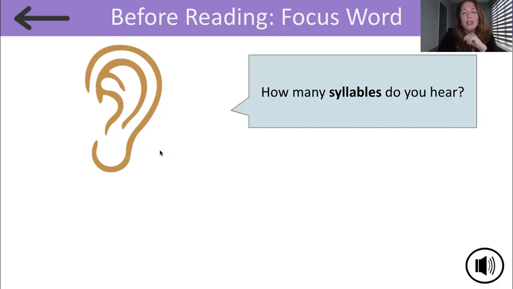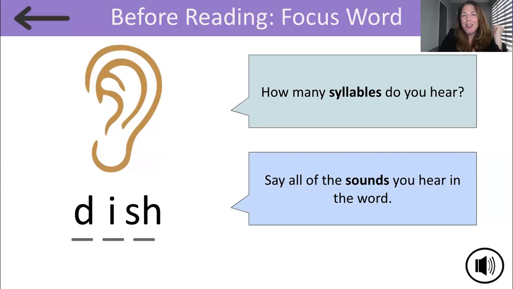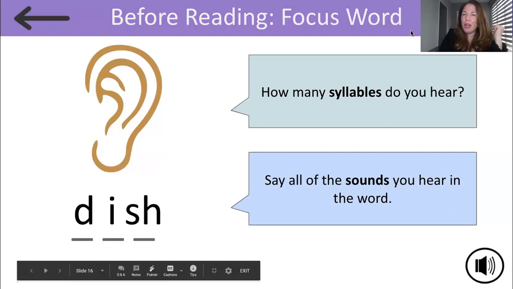Dish. Very good, readers. Just like you, I only hear one syllable in the word dish. And let's try and say all of the sounds that we hear in the word dish. You ready? D, i, sh. Great job. So this is our focus word for the week.